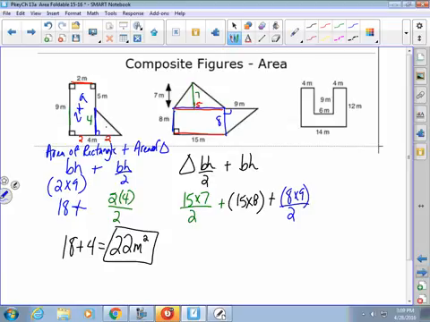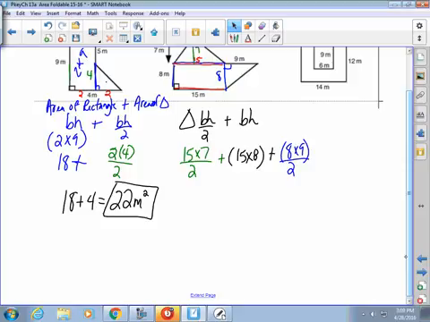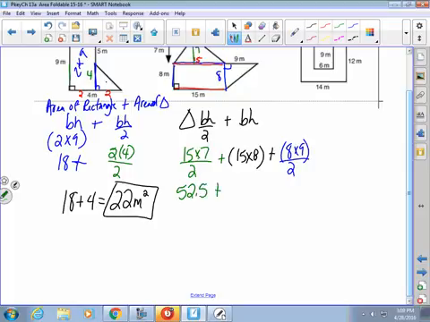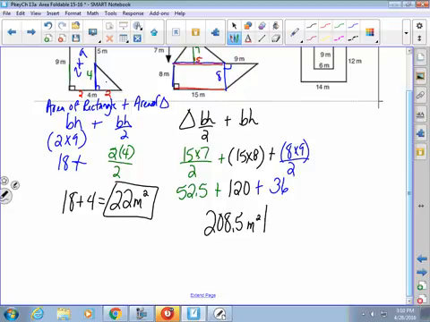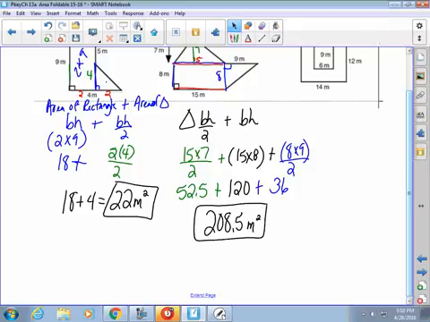All right, so let's get each part. 15 times 7 divided by 2. That's the decimal answer, I believe. 52.5. All right, and then our 15 by 8 is 120. And then we have our 8 by 9 divided by 2. Yep, 36. All right, so we're adding all our parts together. This is the decimal answer. Yep, 208.5 meters squared. We got that.